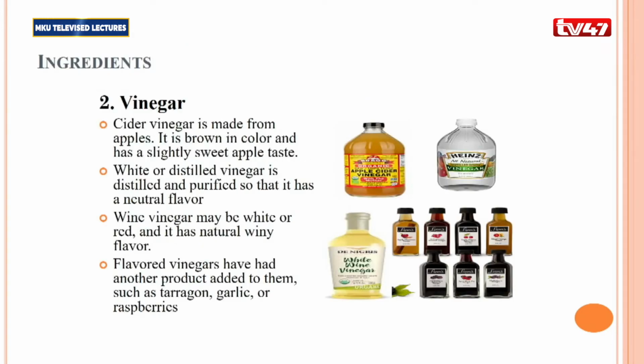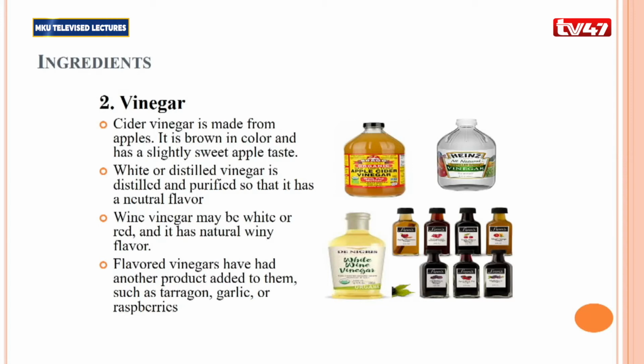The other type of ingredient is vinegar, and vinegar comes in different forms. For example, the first one is cider vinegar, which is made from apple, so it has that distinctive flavor of the apple. It is usually brown in color. Then we have the white or distilled vinegar, which is distilled and also purified. So basically, it is very natural. It has a natural flavor.